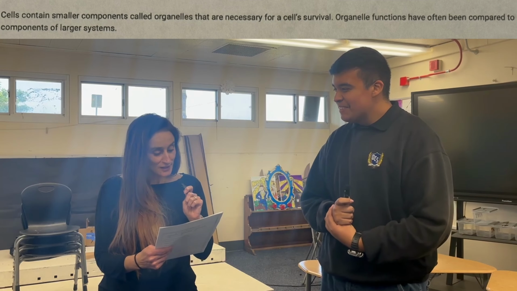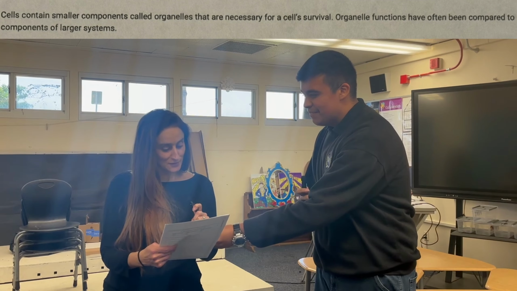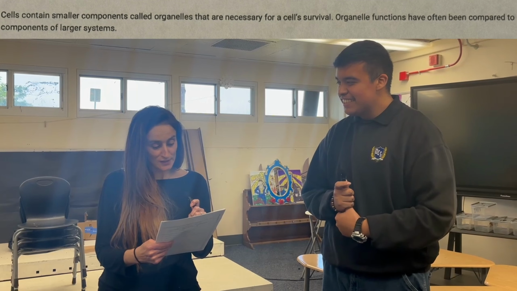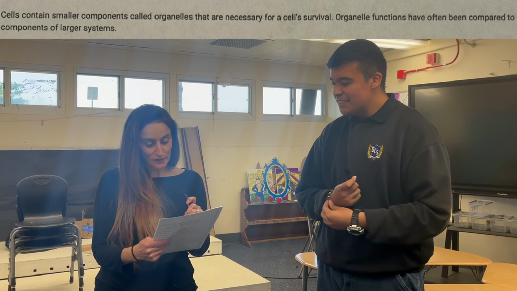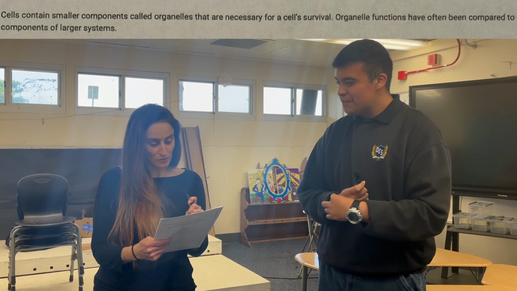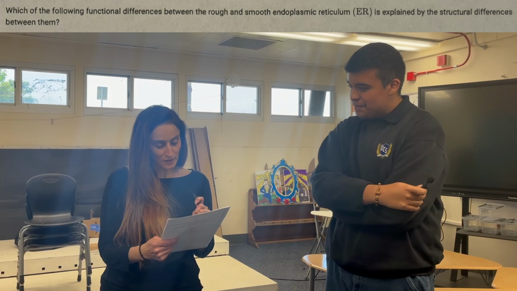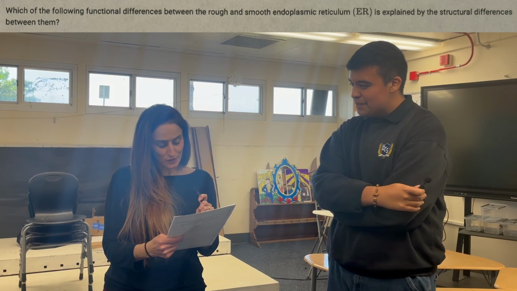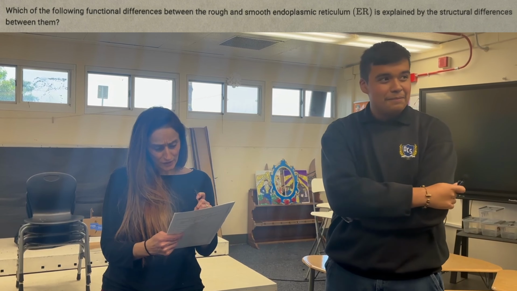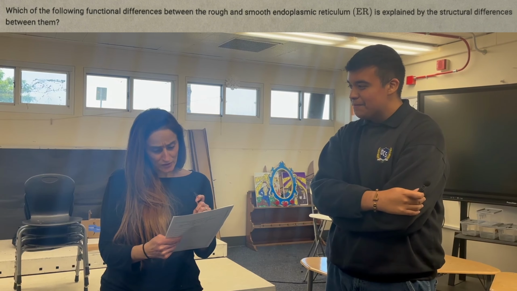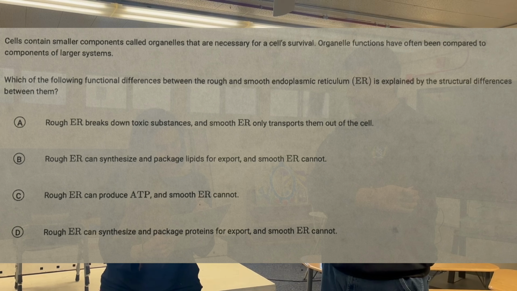Cells contain smaller components called organelles that are necessary for a cell's survival. Organelle functions have often been compared to components of larger systems. Which of the following functional differences between the rough and smooth endoplasmic reticulum (ER) is explained by the structural differences between them?